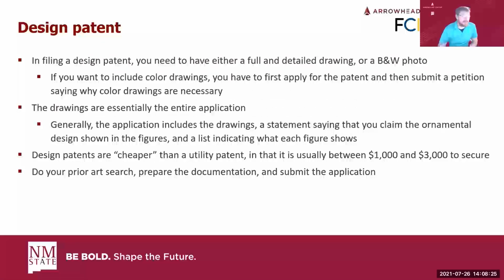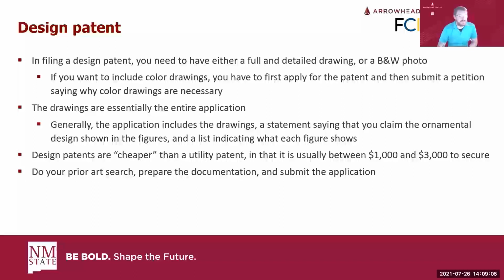And if you're filing a design patent, there really is only one claim. That's the design. You need some sort of graphical representation in that. It needs to be either a full and detailed drawing, or maybe a black and white photo. You can include color photographs, but you actually have to get a petition saying why color is necessary. So I would only do that if the color is part of it and the variations or gradients in the color are hard to point out in a figure. Otherwise, you want a figure or a black and white photo that is labeled over top of it.